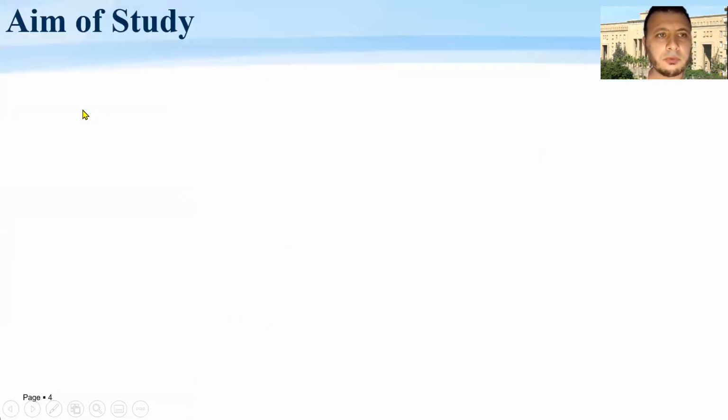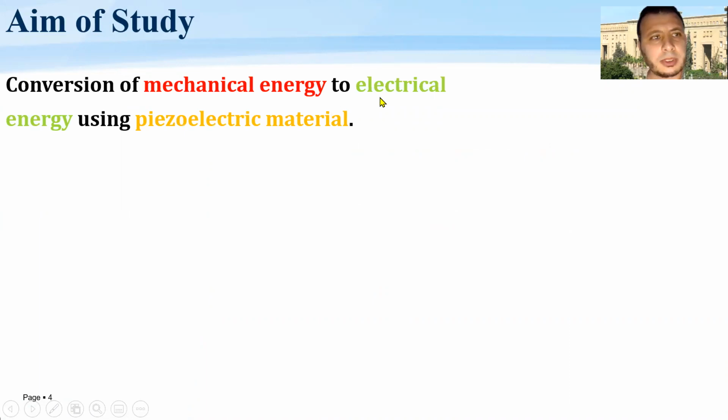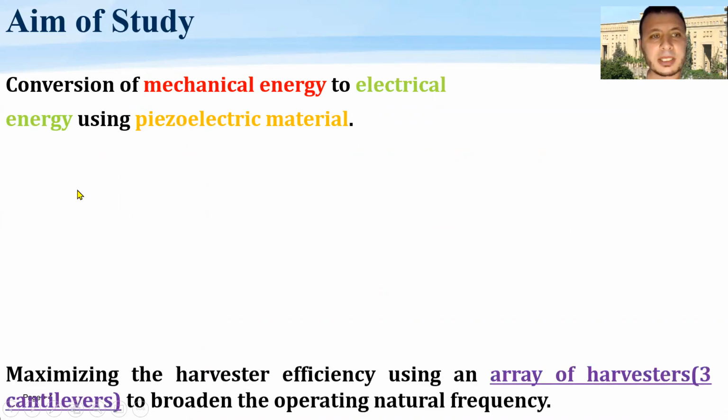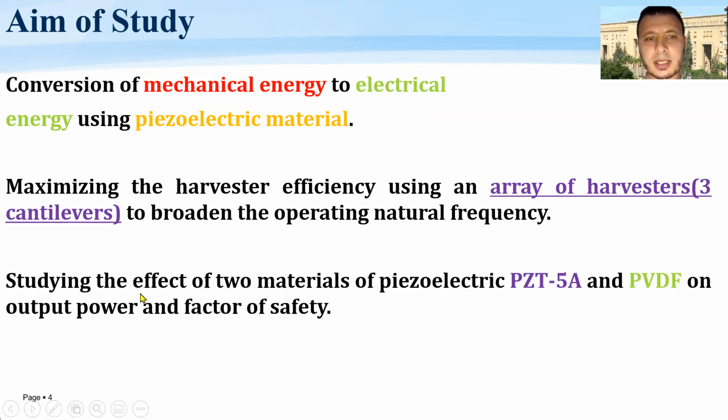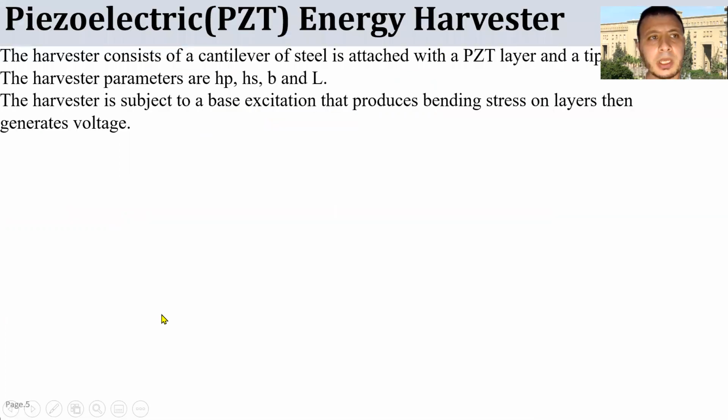Aim of study: conversion of mechanical energy to electrical energy using piezoelectric material. Maximizing the harvester efficiency using an array of harvesters, 3 cantilevers, to broaden the operating natural frequency. Studying the effect of two piezoelectric materials, PZT-5A and PVDF, on the output power and factor of safety.